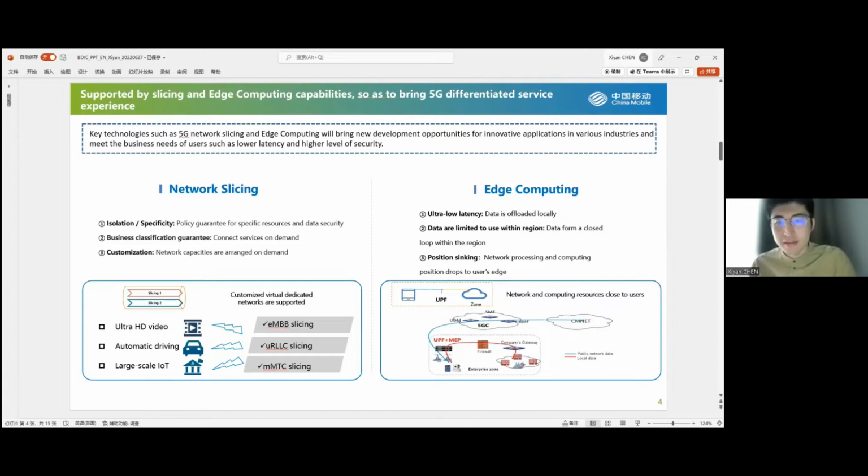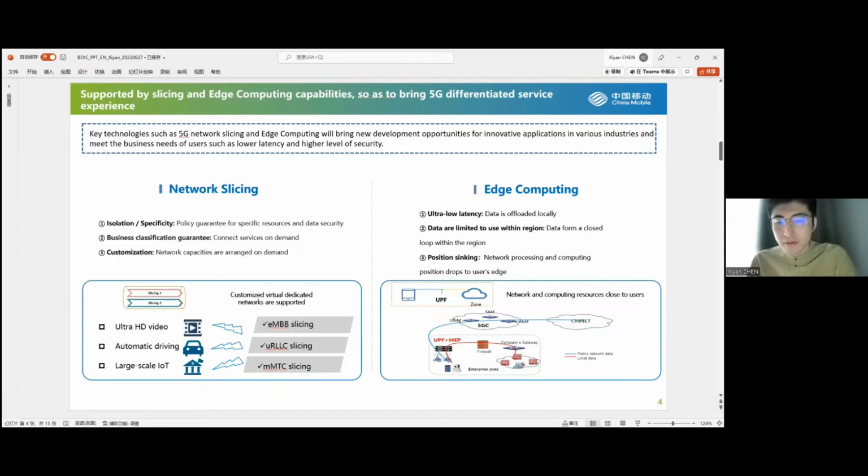So all the data is offloaded locally. And also the data is more secure because the data is all limited to within the region. For example, if the enterprise has a very high data security demand, we can make the data stay within certain areas. And finally is the position seeking. Position seeking is the network technology which can process and compute within the user's interface.